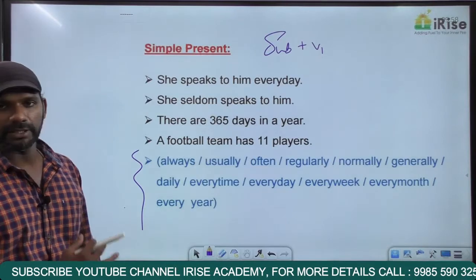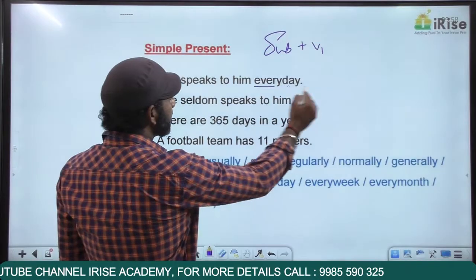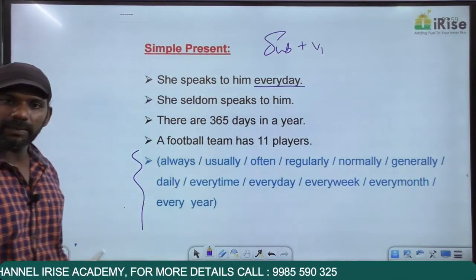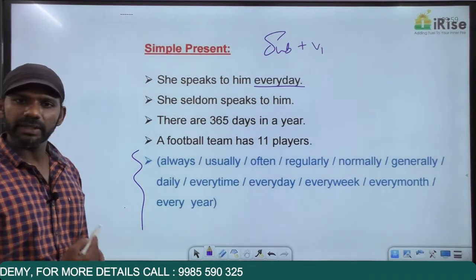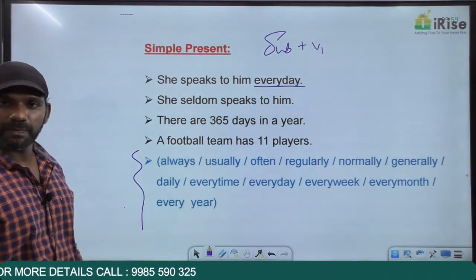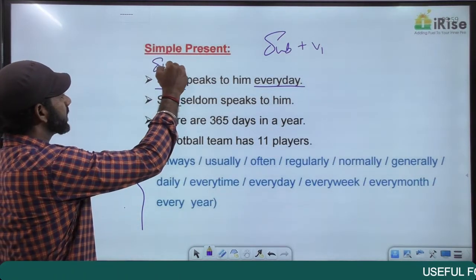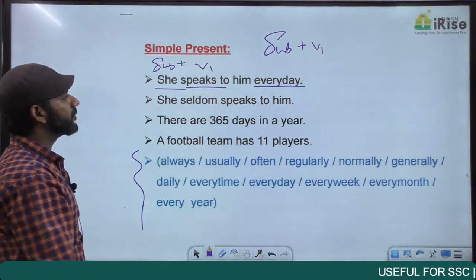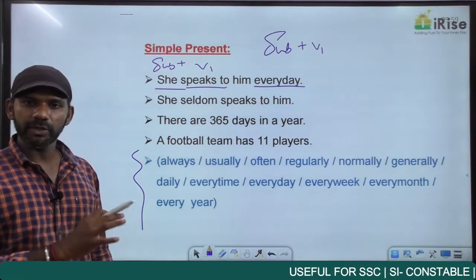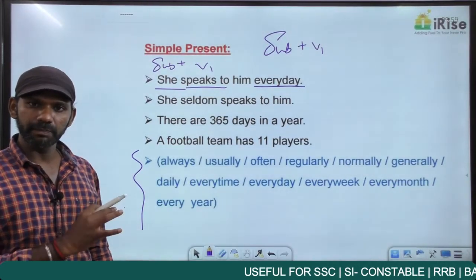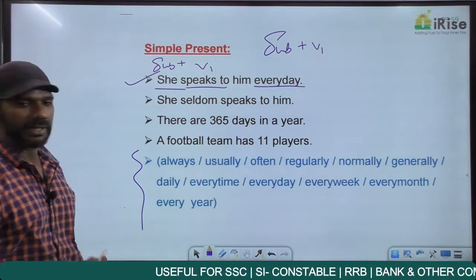Now come to the first statement here. She speaks to him every day. Every day tells us about a regularly happening action. So this sentence must be in the simple present tense. We'll check whether it is simple present or not. She speaks to him. Just write down the order, nothing much to do. The subject here is she, plus speaks is a verb in the V1 form, and subject plus V1 is simple present. So every day talks about a regularly happening action. It must be in the simple present tense. It is in the simple present tense, so grammatically correct.